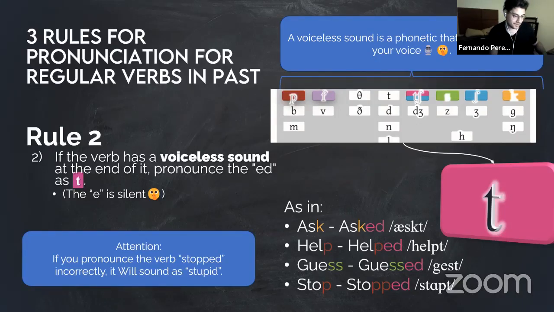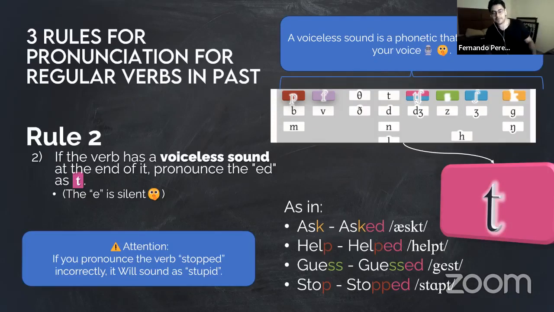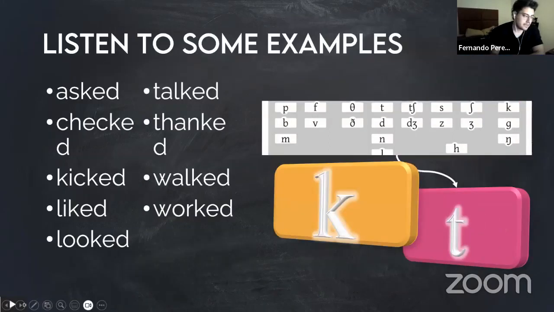Any question? No, teacher. No. Perfect. This is rule number 2, the T. So we are going to practice the drill. Listen to some examples. Okay, attention.